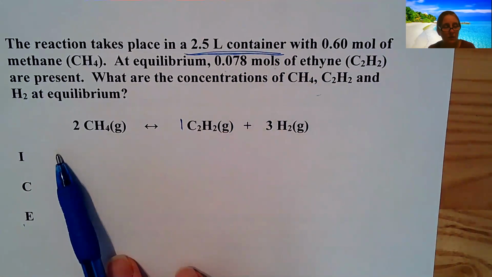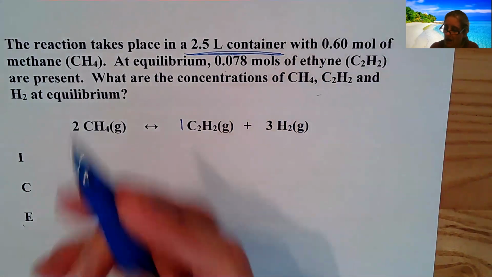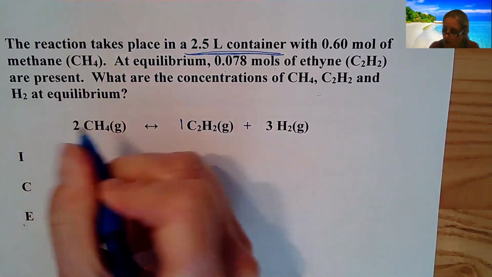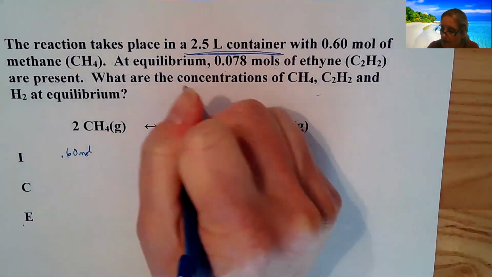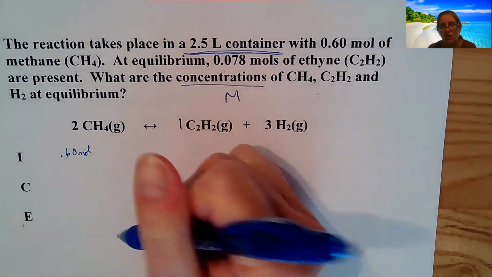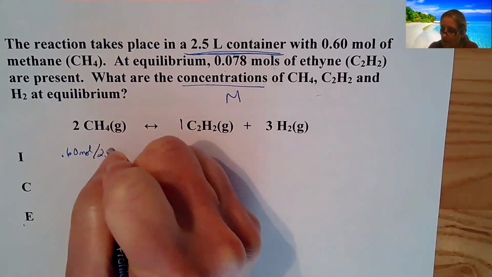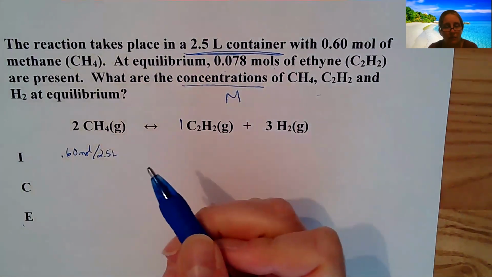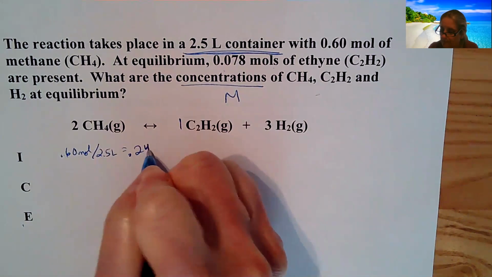So I'm going to write initially what I have. Well, the only thing I have is the methane, and that is 0.6 moles, okay? But I'm going to show you with this chart that I really want to do things in molarity because they're asking for molarity concentration. So I'm going to convert this ICE chart into molarity by dividing the 0.6 moles by the liters. So I'm going to take 0.6 and divide it by 2.5, and I end up with about 0.24 molarity.